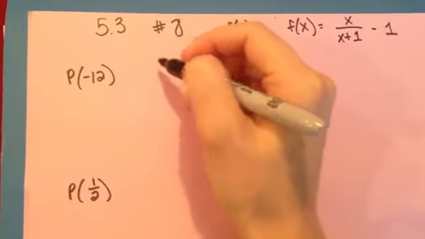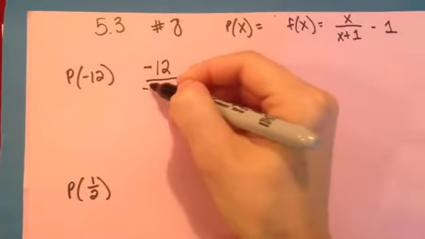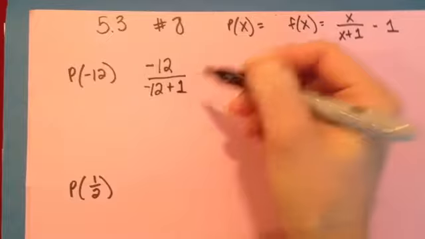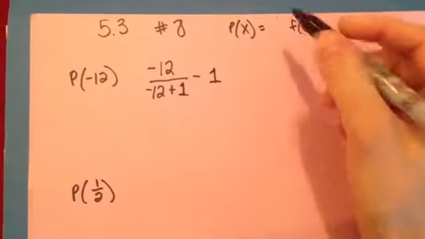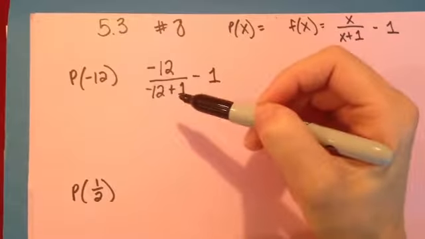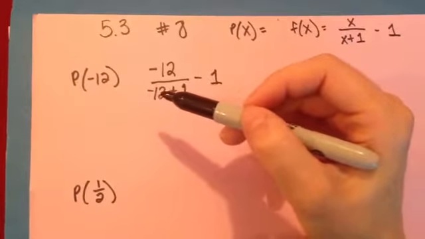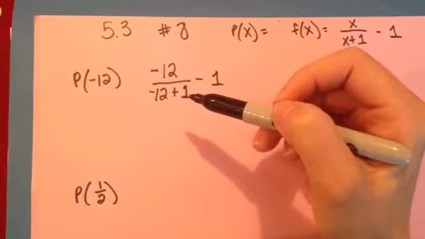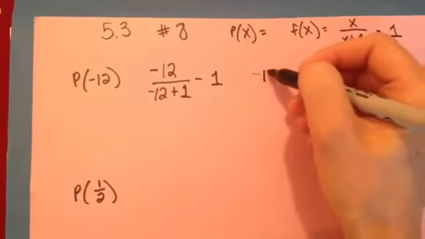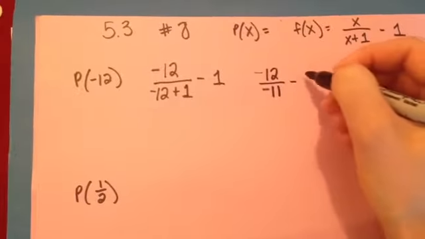So I'm going to rewrite it as negative 12 over negative 12 plus 1 minus 1. Right away I need to go ahead and simplify this fraction, so I'm going to start on the bottom. I can think of this as having parentheses around it in some respects because I need to solve that first. So I'm going to have a negative 12, and negative 12 plus 1 is negative 11, and then minus 1.